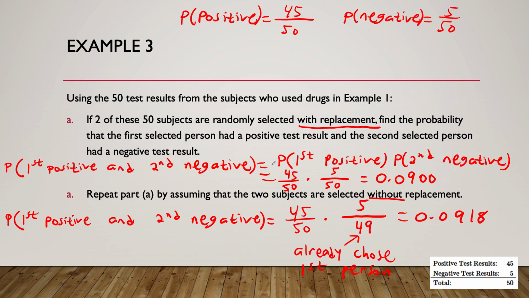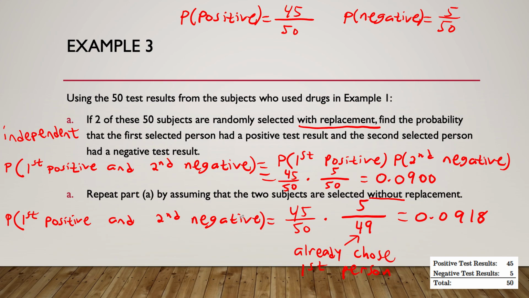So to find this probability, we need to take the probability that the first is positive times the probability the second is negative, due to the fact that these were chosen with replacement. That indicates that these are going to be independent. They're going to be independent because of that with replacement portion. So 45/50ths times 5/50ths gives us a probability of 0.09.